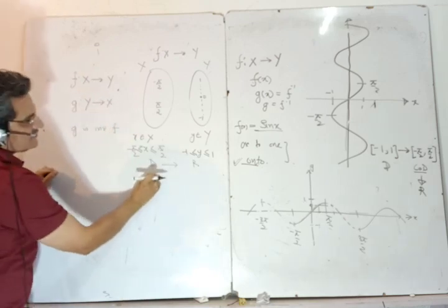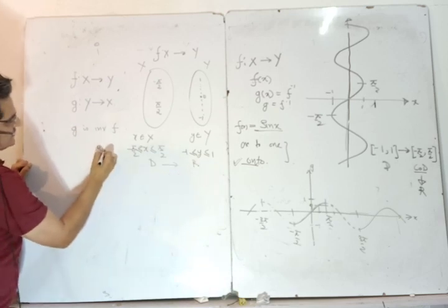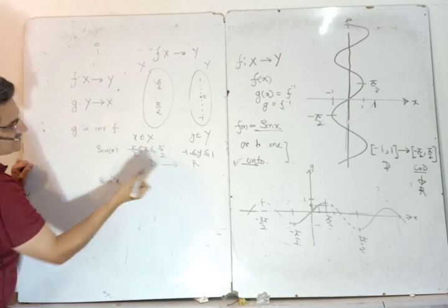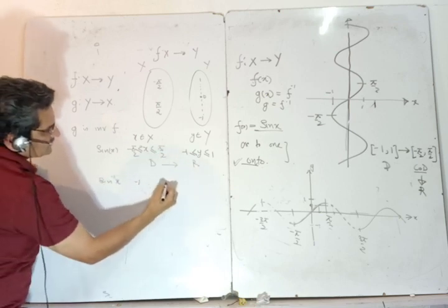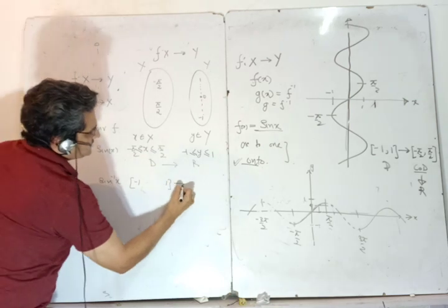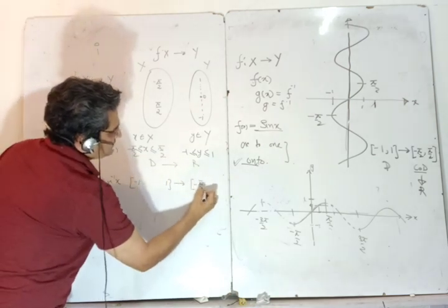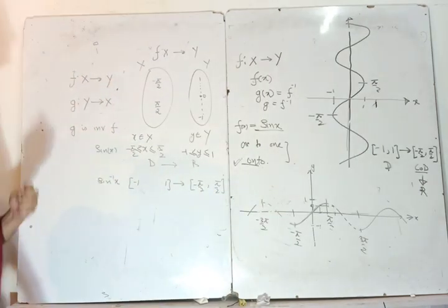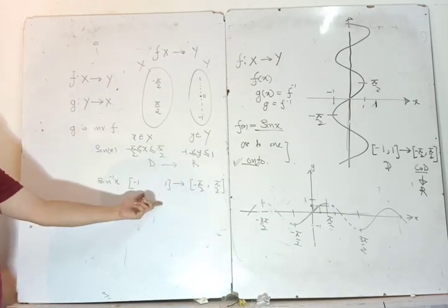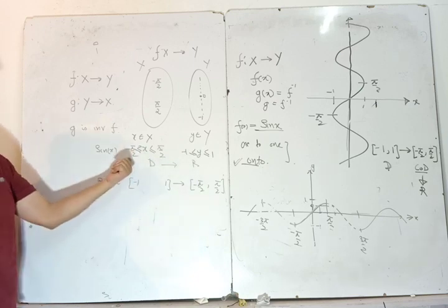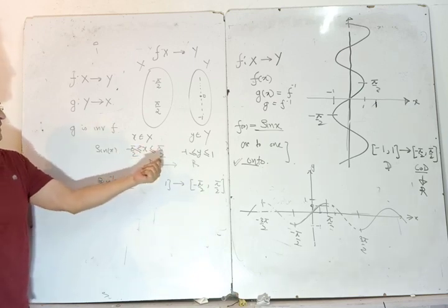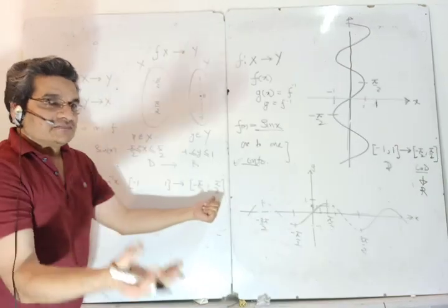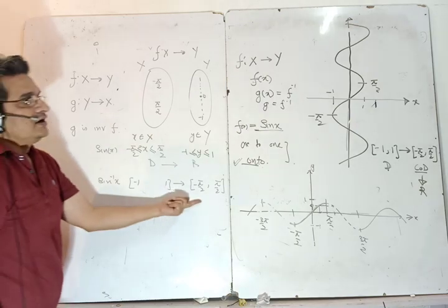So if my domain was this and range was this for sine x, for the inverse function sine inverse x, the domain is minus 1 to 1, and the range is minus pi by 2 to pi by 2, and this is the principal value branch. This is what is principal value. Had we taken minus 3 pi by 2 to minus pi by 2, that is another branch. But this is the principal value branch.